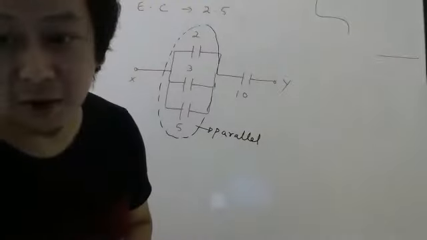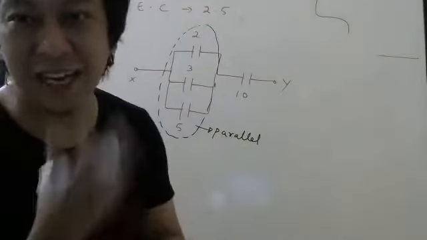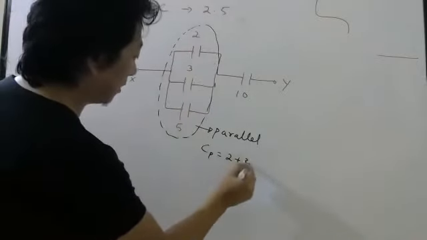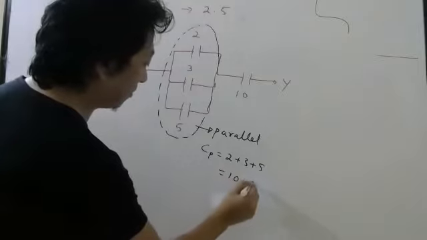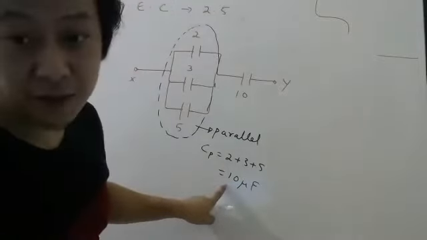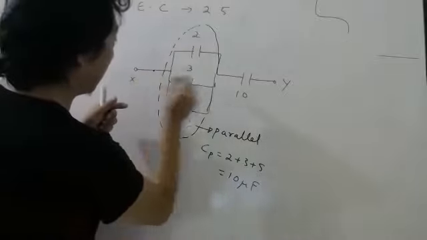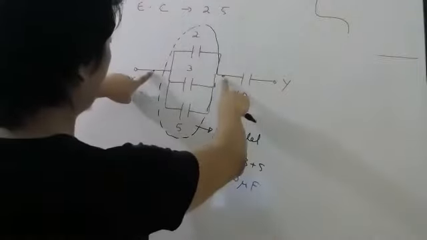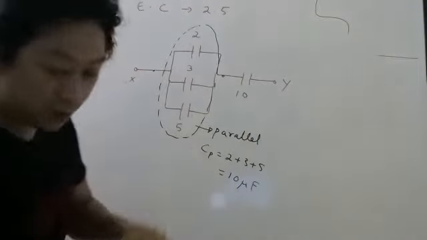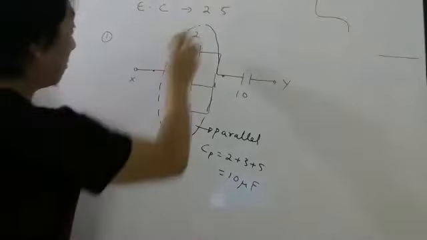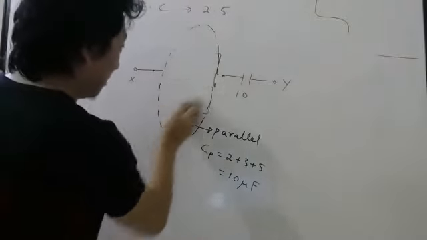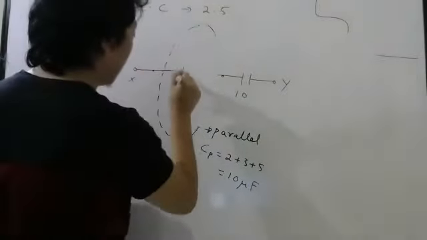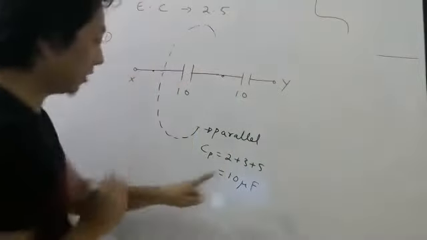So in parallel, what is the formula for equivalent capacitance? Just add. So 2 plus 3 plus 5 will be 10 microfarad. And where will you keep this total capacitance? In between this terminal and this, remember, because these three are in parallel between these two points. Correct? So once you have found the equivalent, you can replace these three by one capacitor here, whose total is 10.